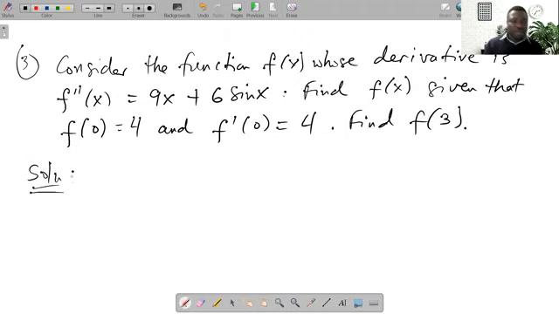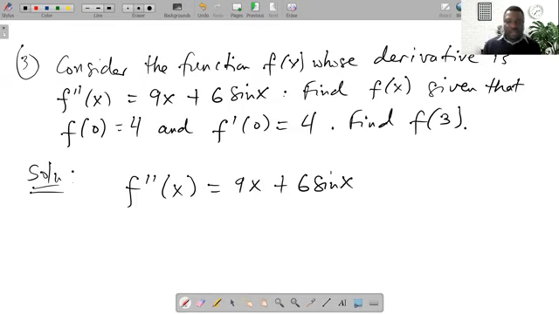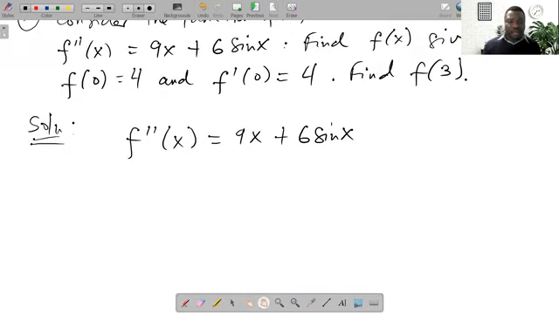Here we have the second derivative, f prime prime of x. The second derivative is just like you have an acceleration, basically. So that is 9x plus 6 sine x. We have these conditions that will help us to find our constants in all cases. Remember that the antiderivative of the second derivative is the first derivative.